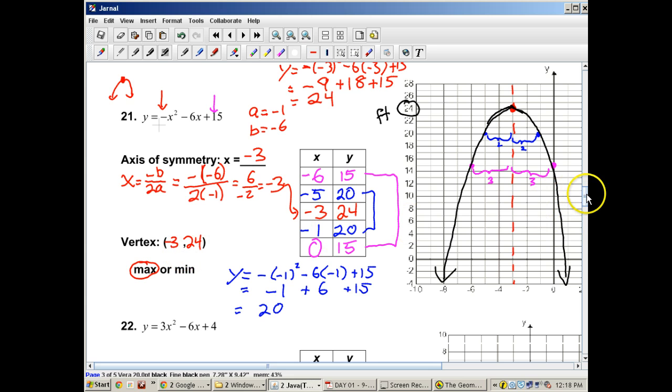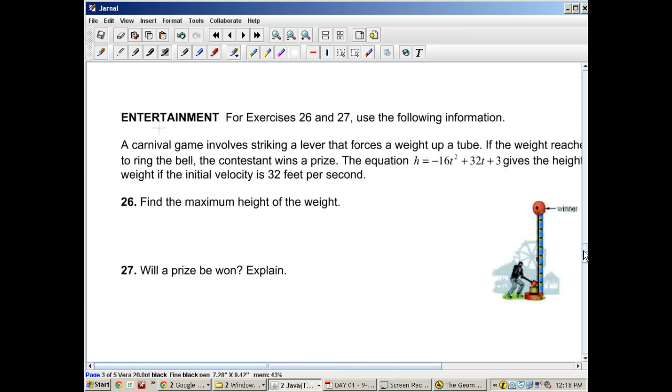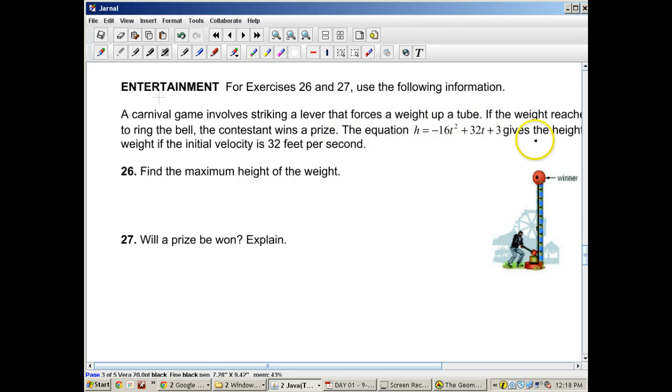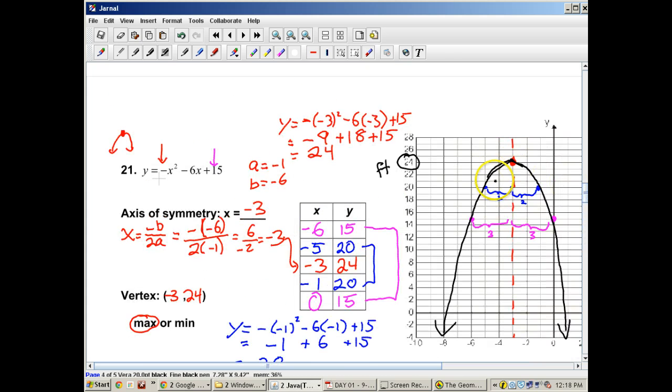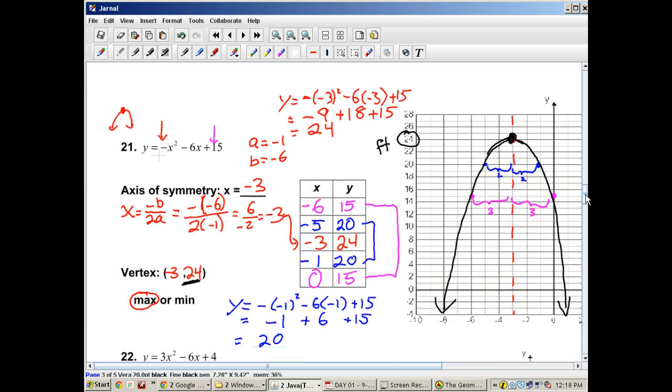On the back side, there's a word problem that talks about something going up in the air, and it's asking you for the maximum height. So that's kind of like find the vertex. It goes up and comes back down. You just need to find the vertex, and that'll let you know how high it is off the ground. So associate this maximum height with this maximum height. They're one and the same, and it'd be 24. That can help you out with that.